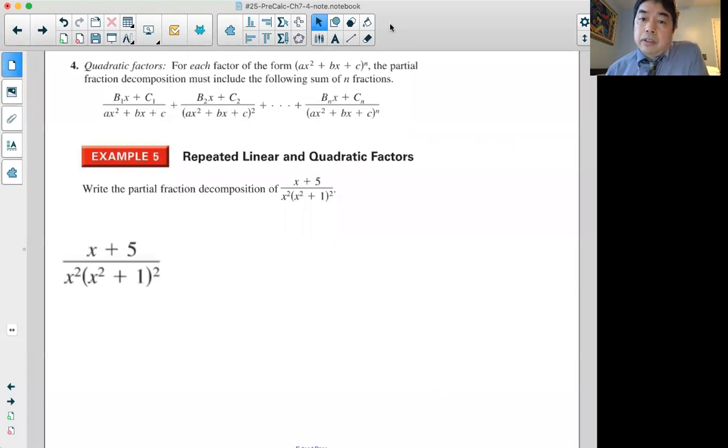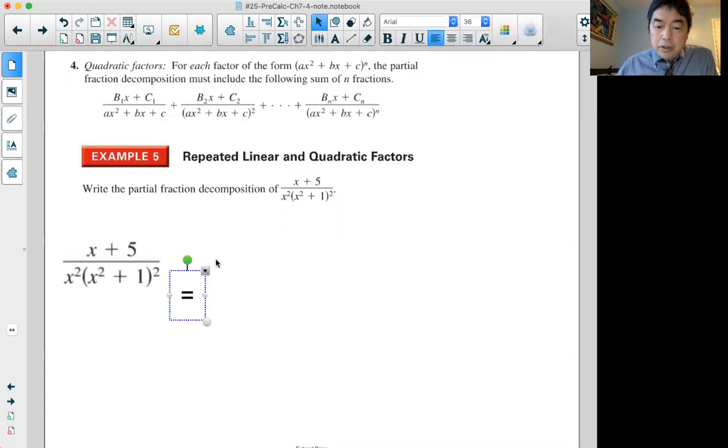Okay, this is PreCalc assignment 25, chapter 7-4, example 5, repeated linear and quadratic factors. So write the partial fraction decomposition of x plus 5, that's the numerator, over x squared, parenthesis x squared plus 1, closing the parenthesis, and to the second power. So this, I put the equal sign as usual.